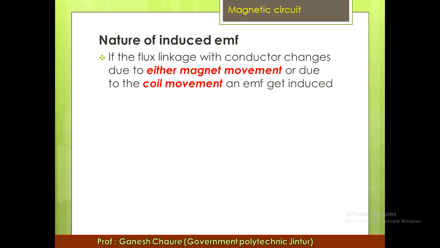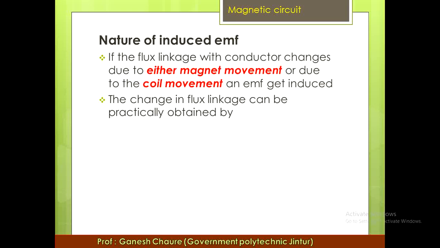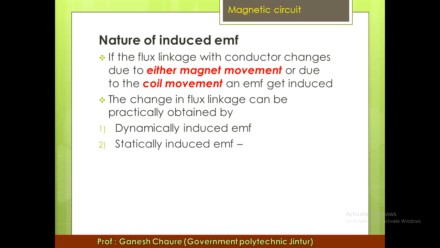Then EMF is induced in that coil. So the nature of that induced EMF: if the flux linkages with the conductor change due to either magnet movement or coil movement, the EMF is induced in that coil. The change in flux linkages can practically be obtained by dynamically induced EMF or statically induced EMF. These are the two methods by which we can obtain the change in the flux linkages. One by one we will discuss them.